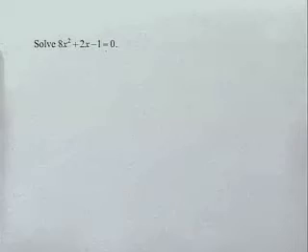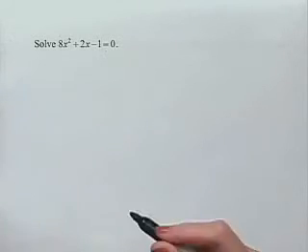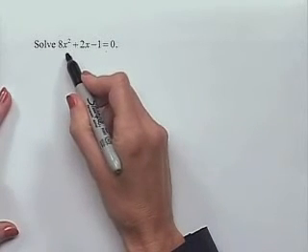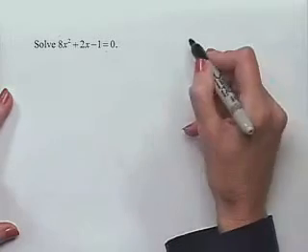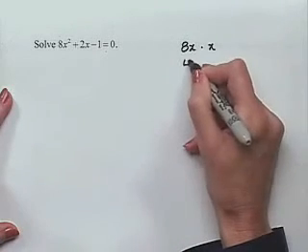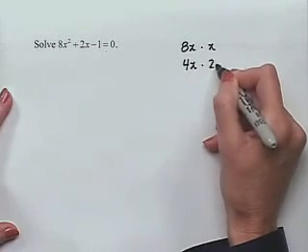Let's look at solving another quadratic equation. Solve 8x squared plus 2x minus 1 equals 0. This time, as we begin the problem, we note that 8x squared has more than one possible factorization. We could either use 8x times x, or we could use 4x times 2x.